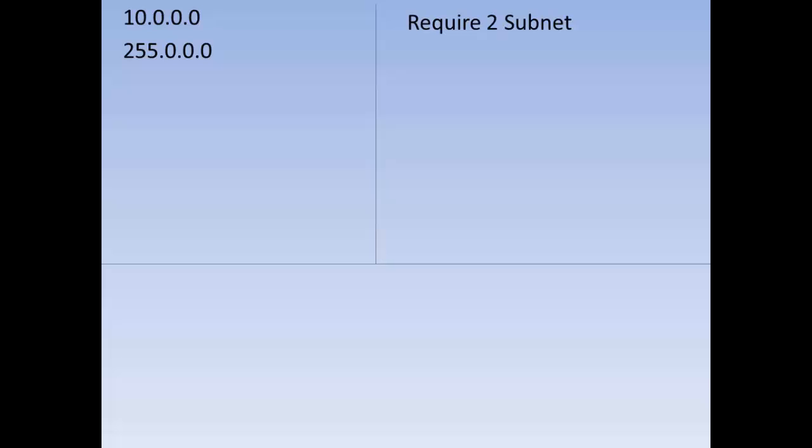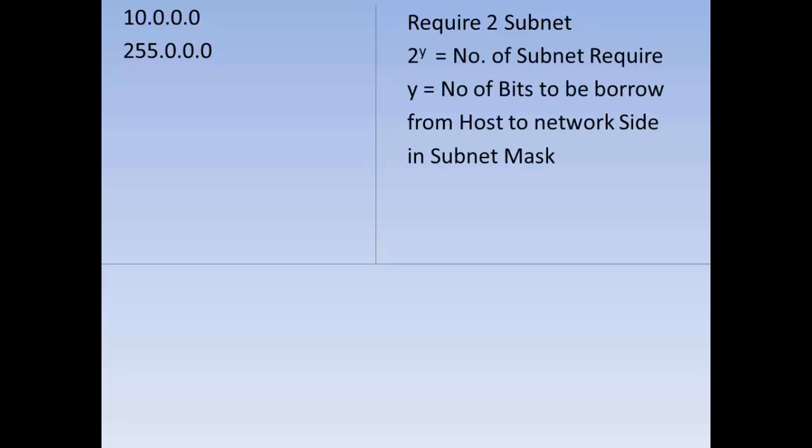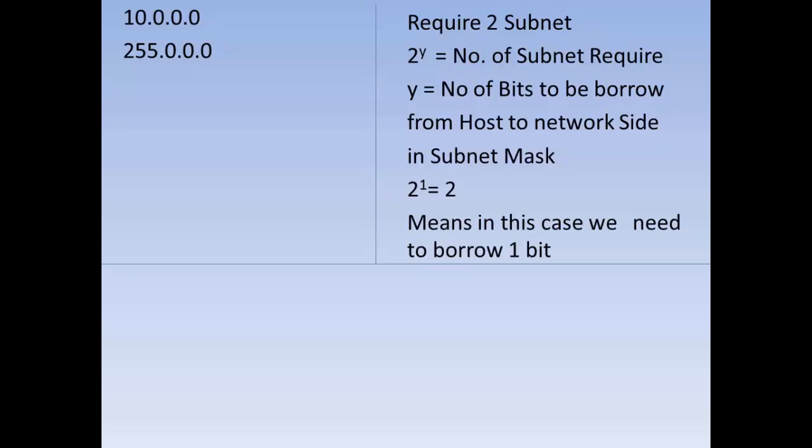The required number of subnets is 2. Same formula, 2 raised to power y, where the left side is the number of subnets required. What is y? The number of bits to be borrowed from the host side to the network side in a subnet mask. According to the requirement, we require only 2 subnets, so 2 raised to power 1 is equal to 2. It means in this case we need to borrow 1 bit from the host side to the network side in the subnet mask.